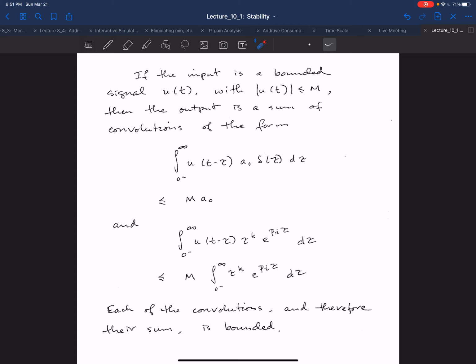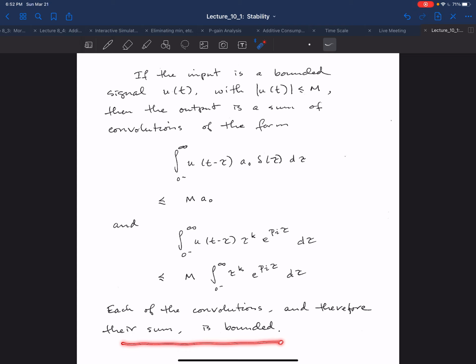So when we convolve our bounded input with any of the terms in our impulse response, whether they result from the constant term in the partial fractions decomposition or from the other terms corresponding to poles of the transfer function, they're going to give us bounded functions. The convolutions will be bounded functions. Therefore, the sum of this finite number of bounded convolutions is also bounded.